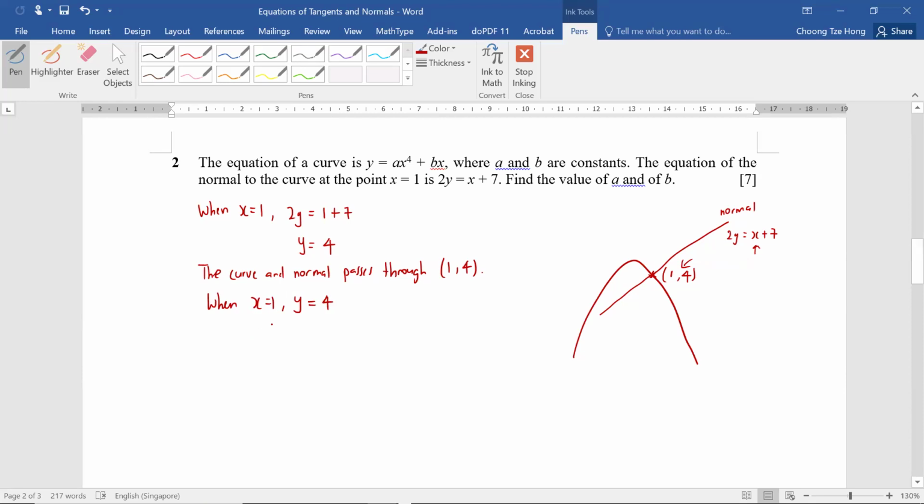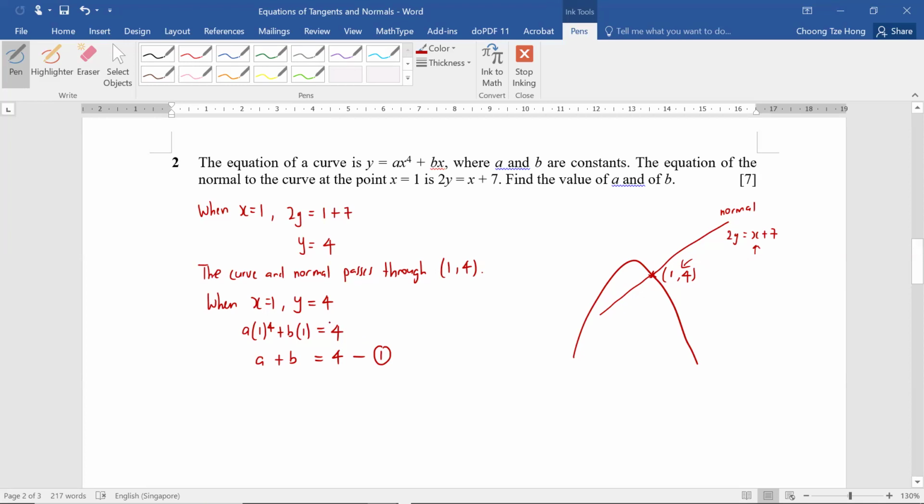Okay, so let's sub in y equals 4 and x equals 1. So a times 1 to the power of 4 plus b times 1 equals to 4, right? So we'll get a plus b equals to 4. Okay, so this is equation 1. Remember, this kind of question is usually typical. It may not always be 100% the case, but you sub in a pair of coordinates which the curve passes through to get one of your equations.